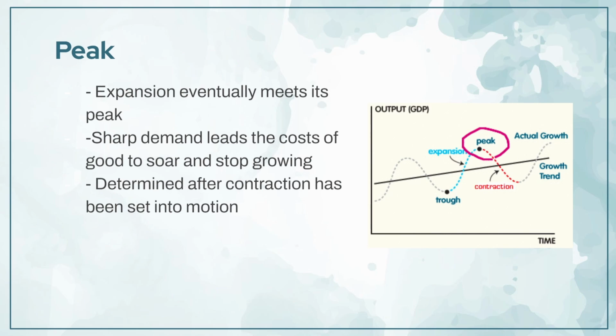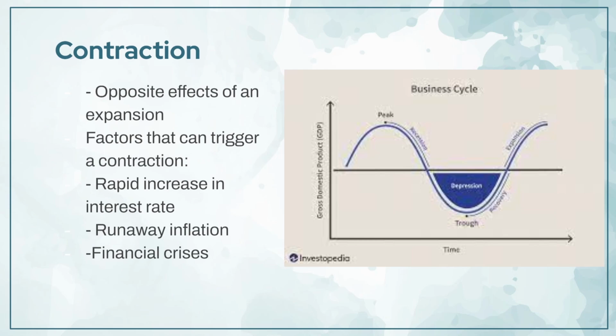And the peak is realized when the economy is producing at its maximum output, where demand exceeds supply, where the economy begins to enter into an unsustainable growth. And this period, the peak as well as the trough, is only realized in hindsight. In this case, for the peak, however, it could be realized when contraction is set in motion.